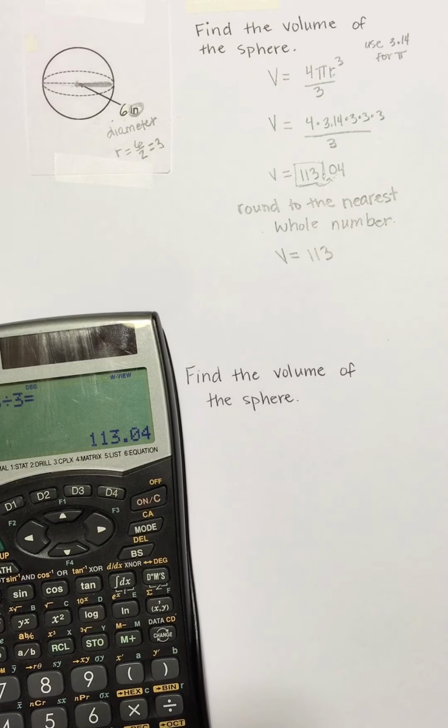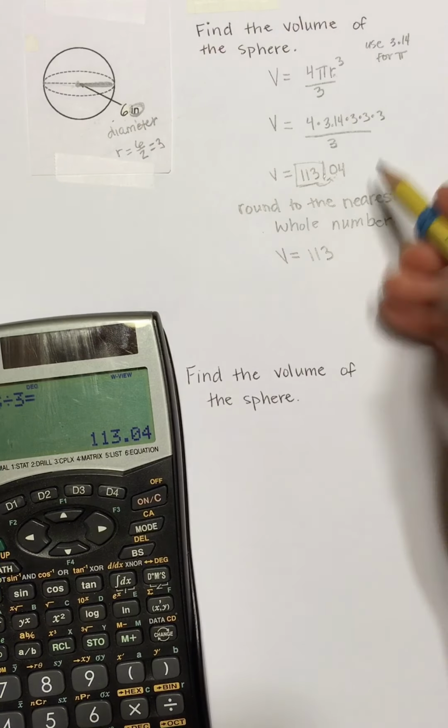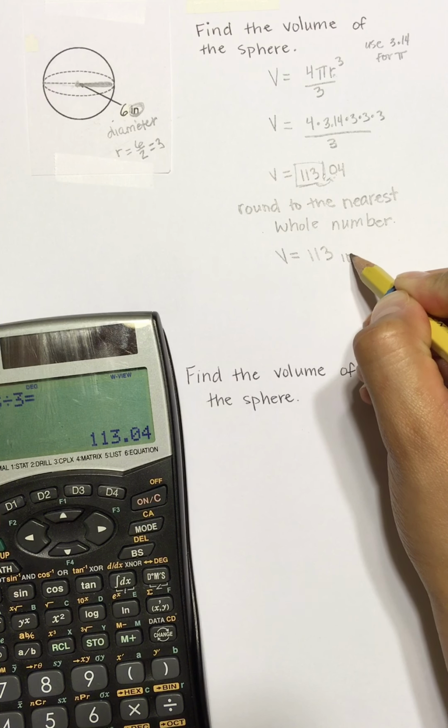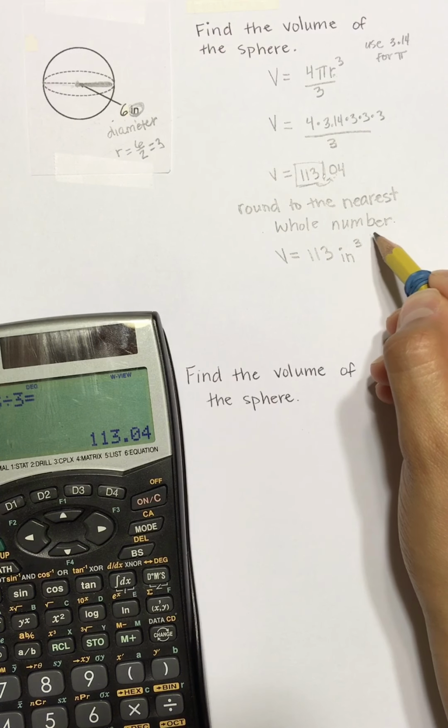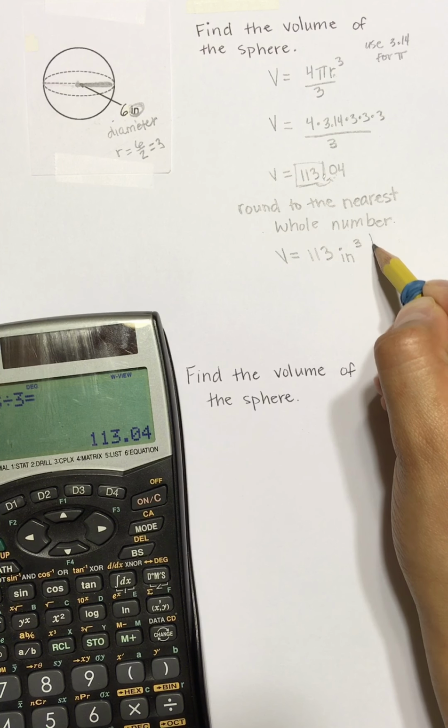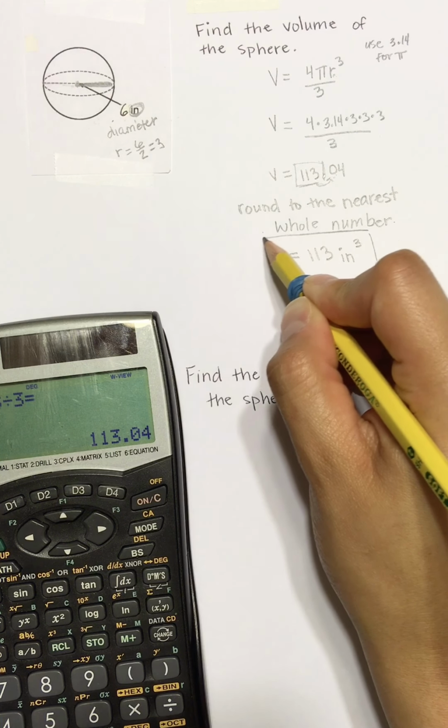Pay attention to your units. Sorry guys, that's my washing machine. Units are inches. So inches cubed, because volume is always cubed. Units are cubic units. Cubic units.